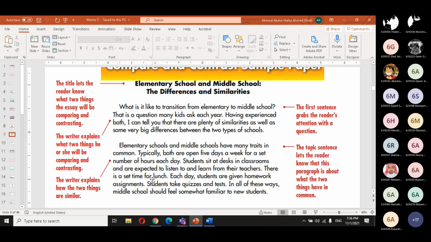Okay. As you can see here, it's very simple. Think about yourself when you were in primary school and moved to intermediate. Okay, both open 5 days a week.